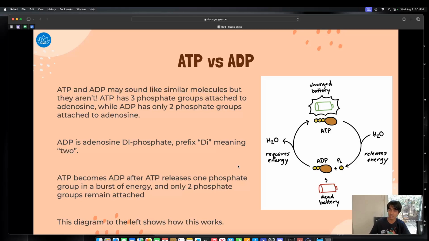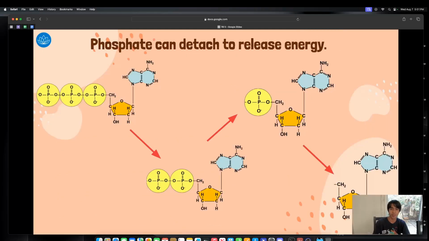The diagram to the left shows how this works. So I'd like you guys to copy down this diagram, and if you haven't already, please copy down this diagram to show how phosphate can detach to release energy. It's really important.